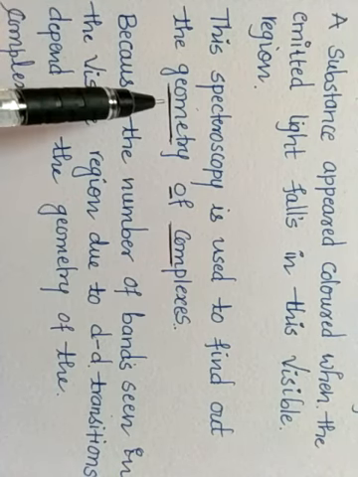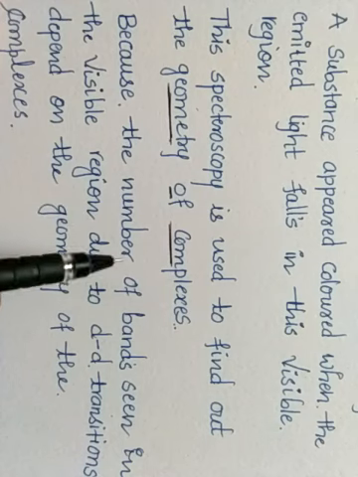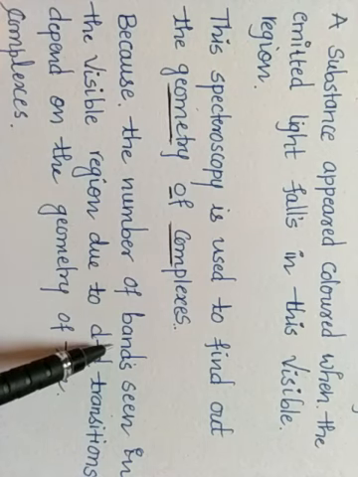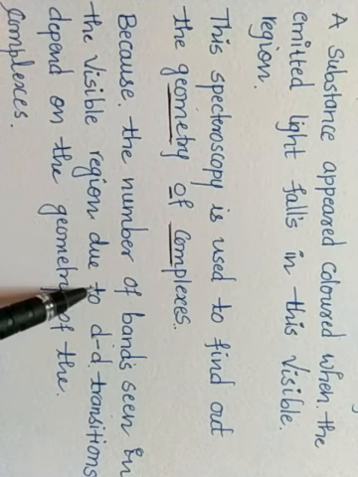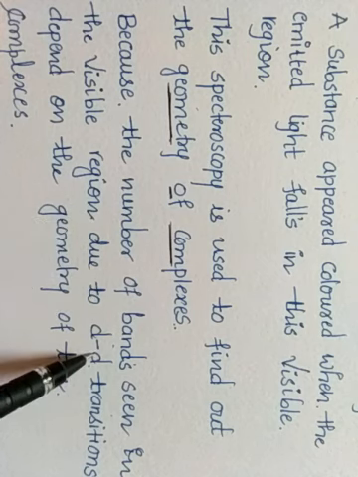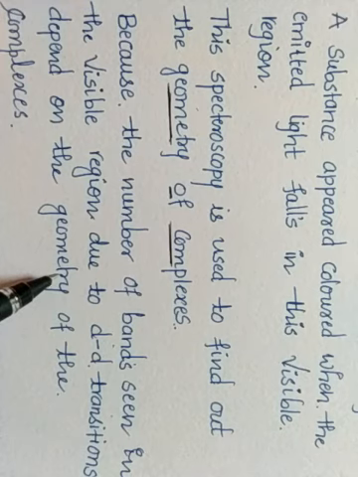Why can it show the geometry of the complexes? Based on the number of bands seen in the visible region. Why do various bands appear in the visible region? Because of d-d transitions, which depend on the geometry of the complexes. Now, what does this d-d transition mean, and why is the particular color of a transition metal present? All of that we will deal with here.